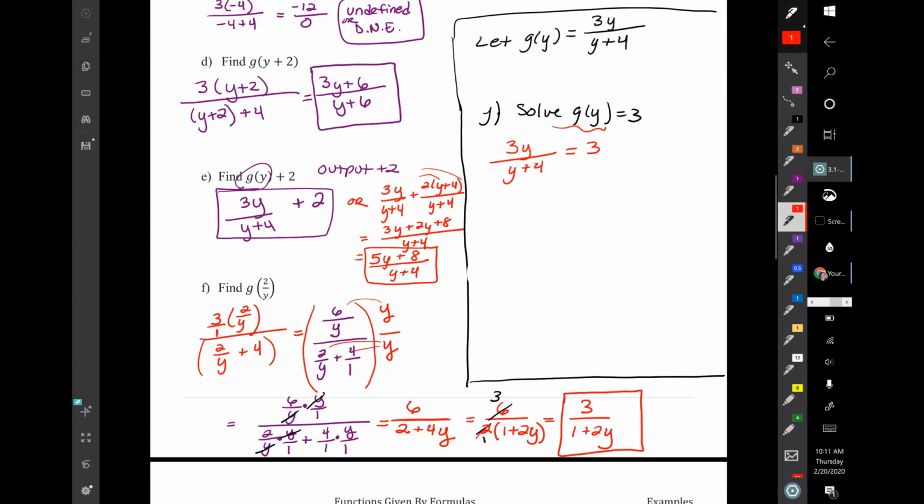Now I can use my process of clearing the denominator because I do have an equation. My key word here is solve. So I'm given the output of 3 and I want to find my input, which is y. So we can clear the denominator by multiplying by y plus 4 in parentheses on both sides. Or you can think of it as cross multiplying. That works too. Then we have 3y equals 3y plus 12. We're just going to distribute that.